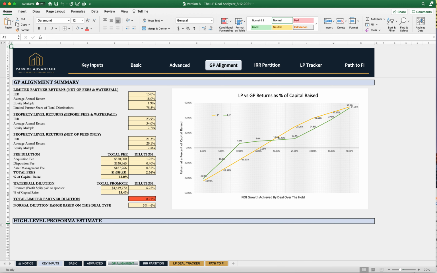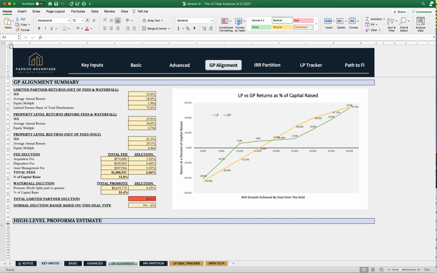Today is an easy day because both of the tabs that we are discussing, the GP Alignment tab and the IRR Partition tab, are auto-inputted from the Key Inputs page. For that reason, these two tabs do not require any additional input. The information contained in these two tabs is entirely, as I stated, derived from the manual inputs that were previously placed in the Key Inputs tab.